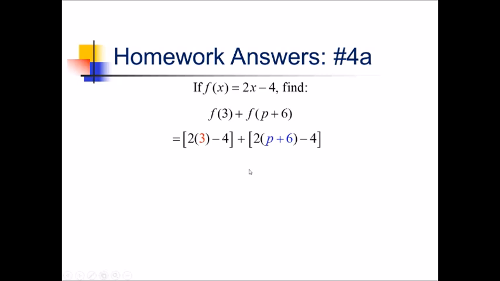Now I just keep simplifying until I can't anymore. So we've got 2 times 3, which is 6, and then we'll be subtracting 4 from that. So that would be 2 ultimately, but we'll leave it as 6 minus 4 for now. This next one, I can distribute this 2 to the p plus 6. So that's 2p plus 12. Still have that minus 4 in there. And again, we're still adding these together, because we were adding the f of 3 and the f of p plus 6 in the beginning.